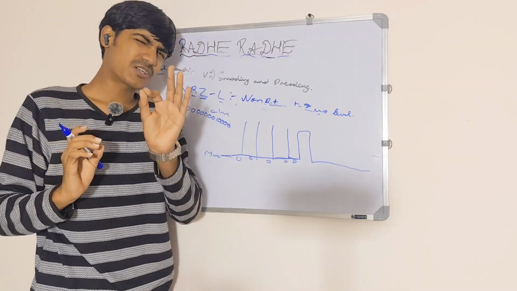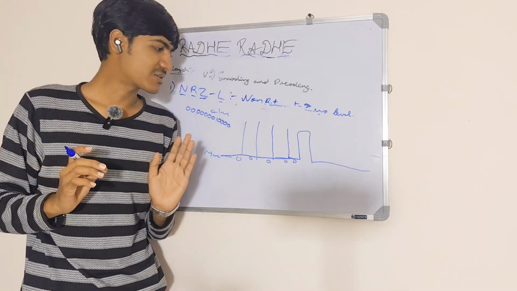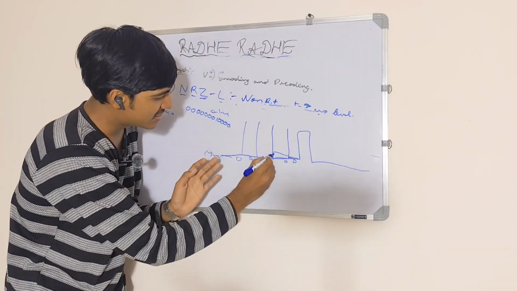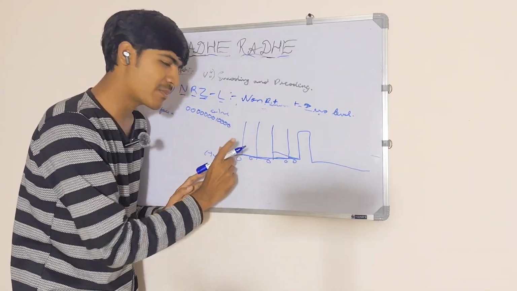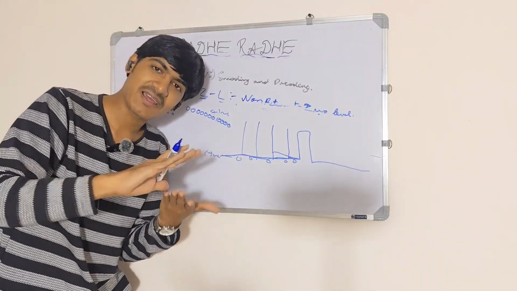If the receiver and sender clocks are perfectly synchronized, it's okay. But if they miss by a certain bit, gone, it will think these two combined are one 0, and these two combined are one 0. Data vanished.